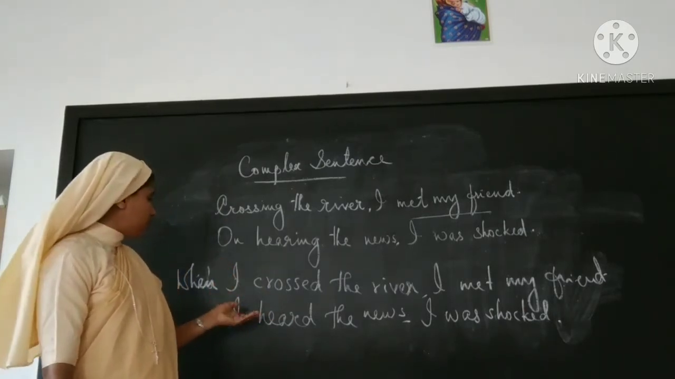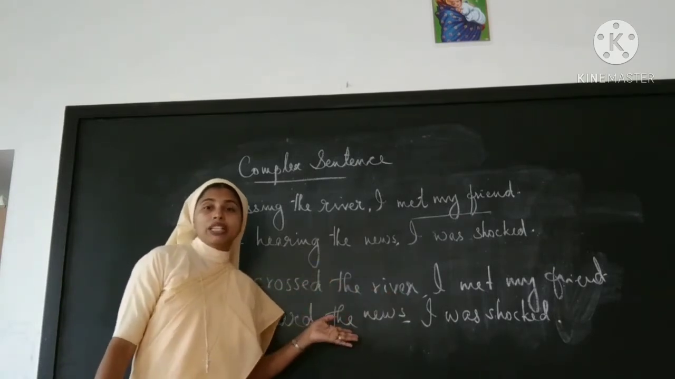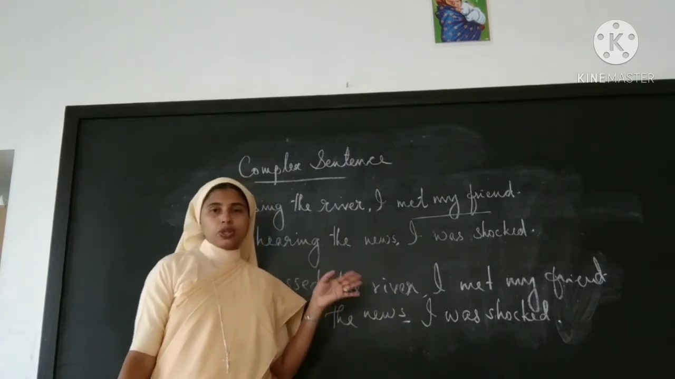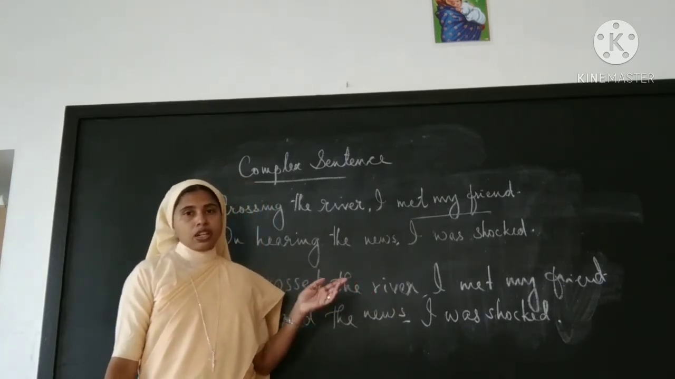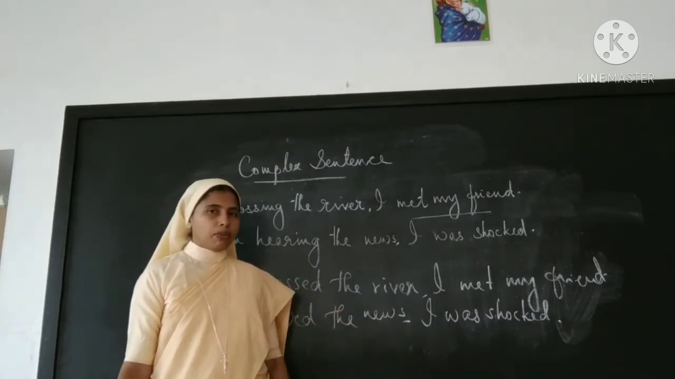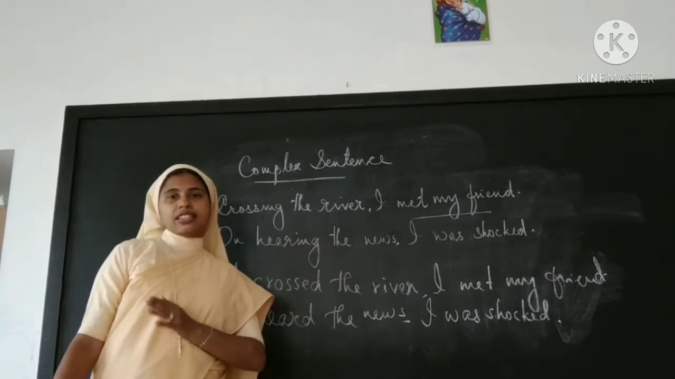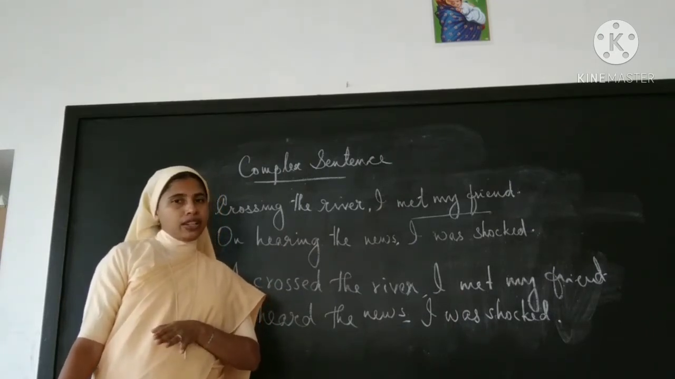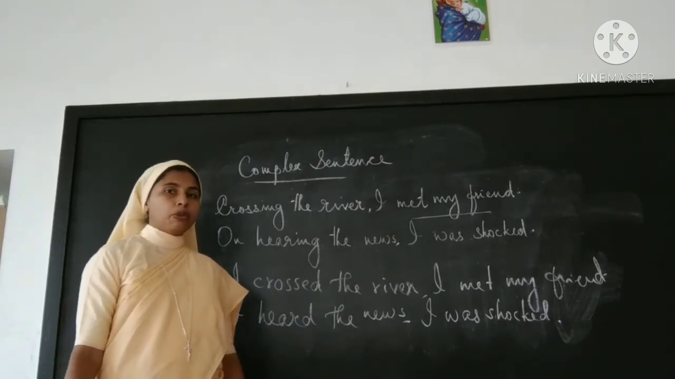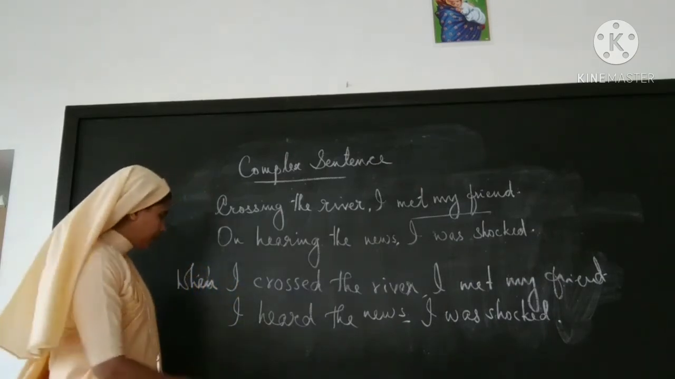This is not a complex sentence because in both parts the meaning is clear. So both have a main clause or independent clause. In order to make it into a complex sentence, there must be a subordinate clause. So what must we do? We have to add a conjunction in order to make it into a subordinate clause. And one of the conjunctions that I can use here is as.